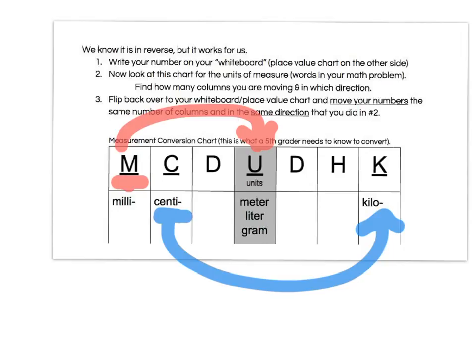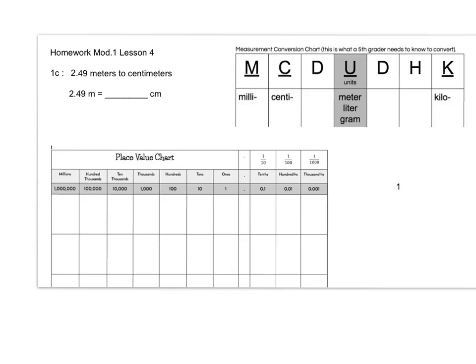Now let's start with some of your homework problems. If you look in your homework book, problem 1C says that 2.49 meters, or 2 49/100ths of a meter, is equal to how many centimeters? So on your place value chart, you're going to want to write the number first. 2 and 49 hundredths of a meter, and we're converting it to centimeters.